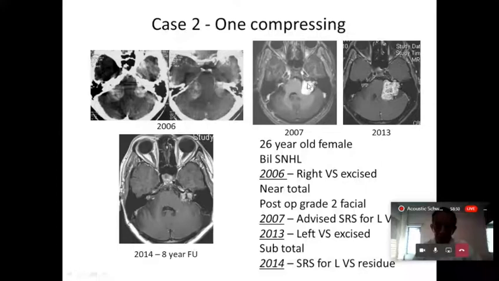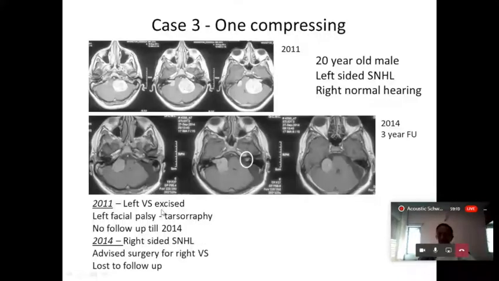The third patient is a 20-year-old male with a left-sided sensory neural hearing loss, right-sided hearing being normal. The tumor, fortunately for us, was larger on the left side, the same side that the patient has lost hearing. We excised it. Unfortunately, we couldn't preserve the facial nerve, ended up with a tarsorrhaphy, but did not come back for follow-up as advised to treat the right-sided tumor, and came back to us 3 years later with a large right-sided tumor. Was advised surgery now because this is too large for radiosurgery, but unfortunately was lost to follow-up.